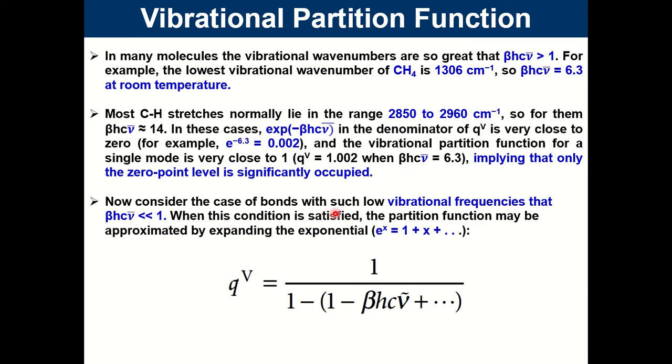So if you consider the bonds with low vibrational frequencies, we are discussing two cases which are in contrast to each other. In one case, the beta Hc mu bar term was much greater than 1, and in the second case it is much less than 1. These are molecules in which the separations between the energy levels will be very small, vibrational frequencies will be small. So in that case, the partition function may be approximated by the series for e to the power x, and it can be evaluated using this equation.